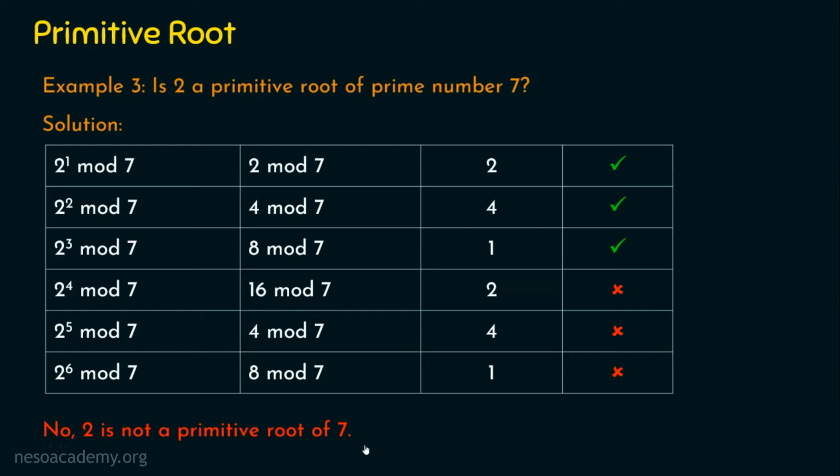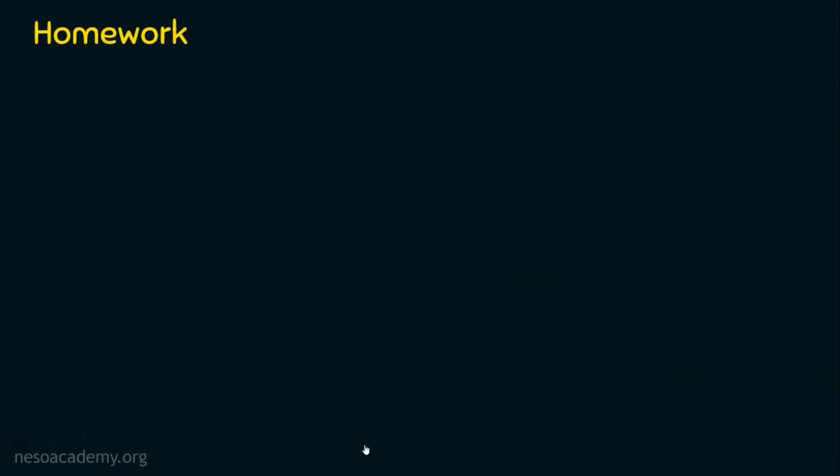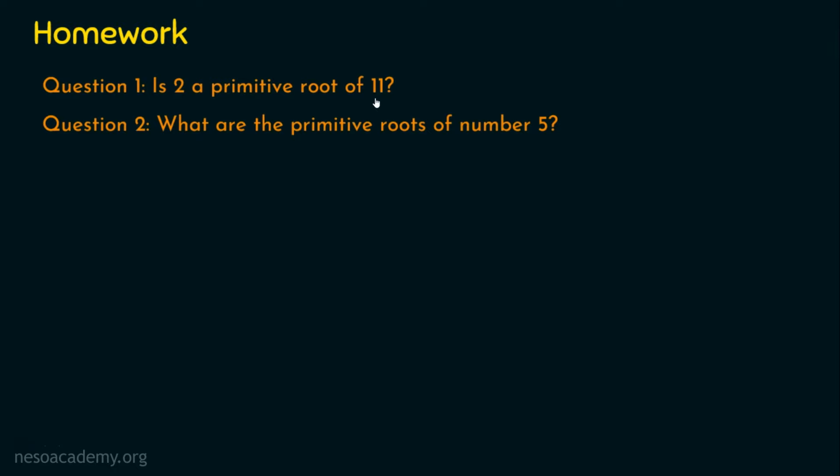Before we step out of this lecture, let's see the homework question for you. I have given 2 questions. Let's see the first question. The question is, is 2 a primitive root of prime number 11? So you are required to find 2 power 1 mod 11, 2 power 2 mod 11 up to 2 power 10 mod 11. And if you get the distinct values, then you can confirm 2 is a primitive root of number 11.